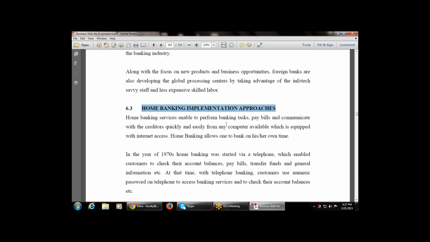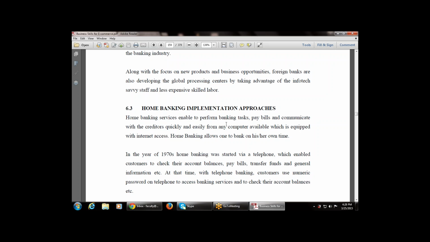Then we have studied the home banking implementation approaches, that is, what are the various approaches for why customers use e-banking. For home implementation, the consumer uses e-banking for paying the bills, for their personal usage, that is home banking.